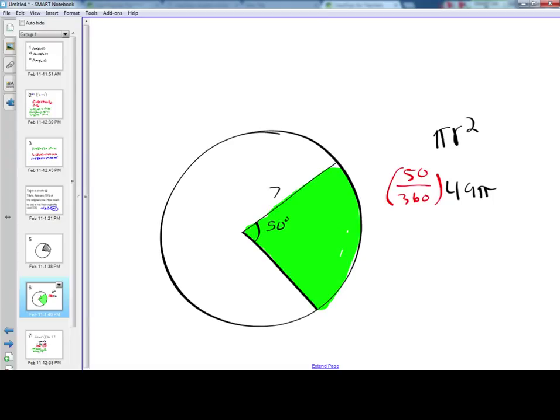Just do it. Clean it up. So this is really 50 times 49 pi over 360. And I'm just going to use some of those nice tools. Those zeros can kind of cancel. 5 times 49. It's going to be, what, 250 minus 5, so 245. 245 pi over 36. Does 36 go evenly into 245? No. No, but then there you go. You're done.